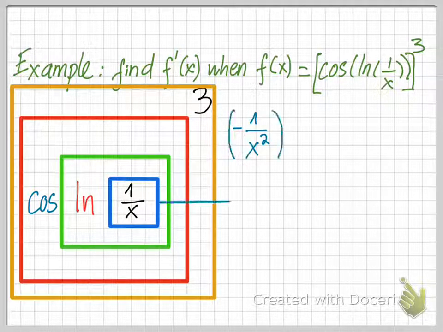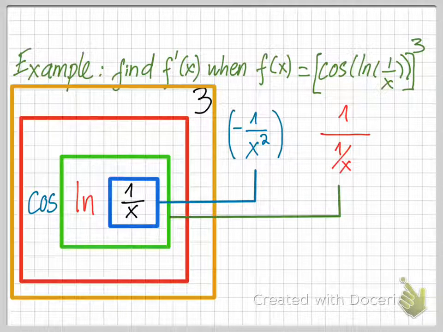Again, we want to find the derivative of the innermost box, which is 1 over x. The derivative of 1 over x is negative 1 over x squared. And then we go to the next box and find the derivative of natural log. The derivative of natural log is 1 over x. But now we need to find the derivative of natural log in terms of this blue box. That means the derivative of the natural log of this green box here is 1 over 1 over x.